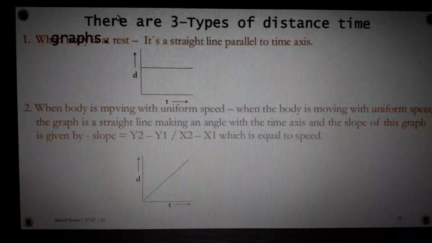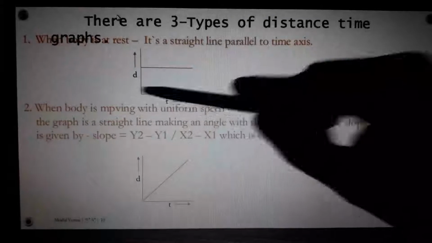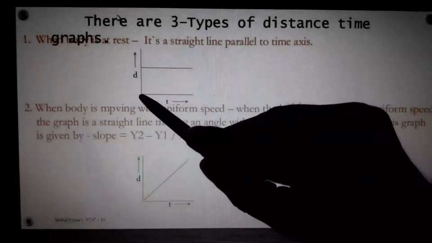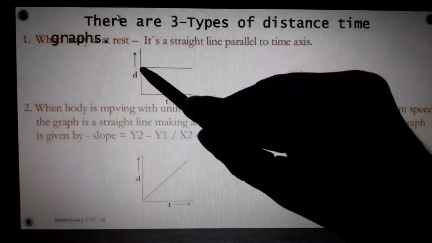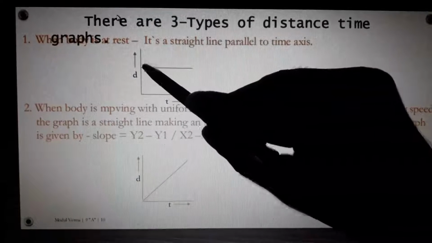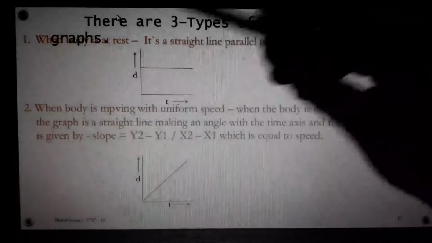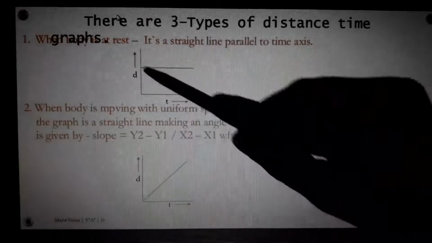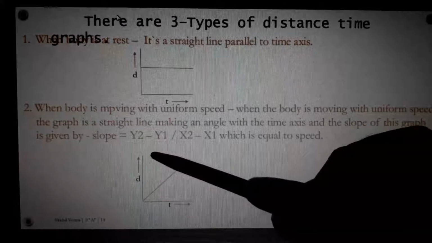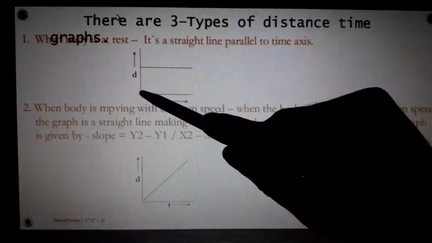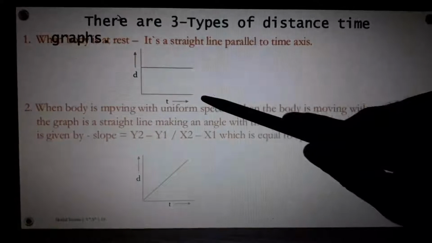For example, an object is 2 meters away from us. This is the point where we are standing, and this is the position of a particular object. Just imagine it is 2 meters. That is constant because that particular object is at rest. Am I right or not? So the time is varying. Am I right or not?